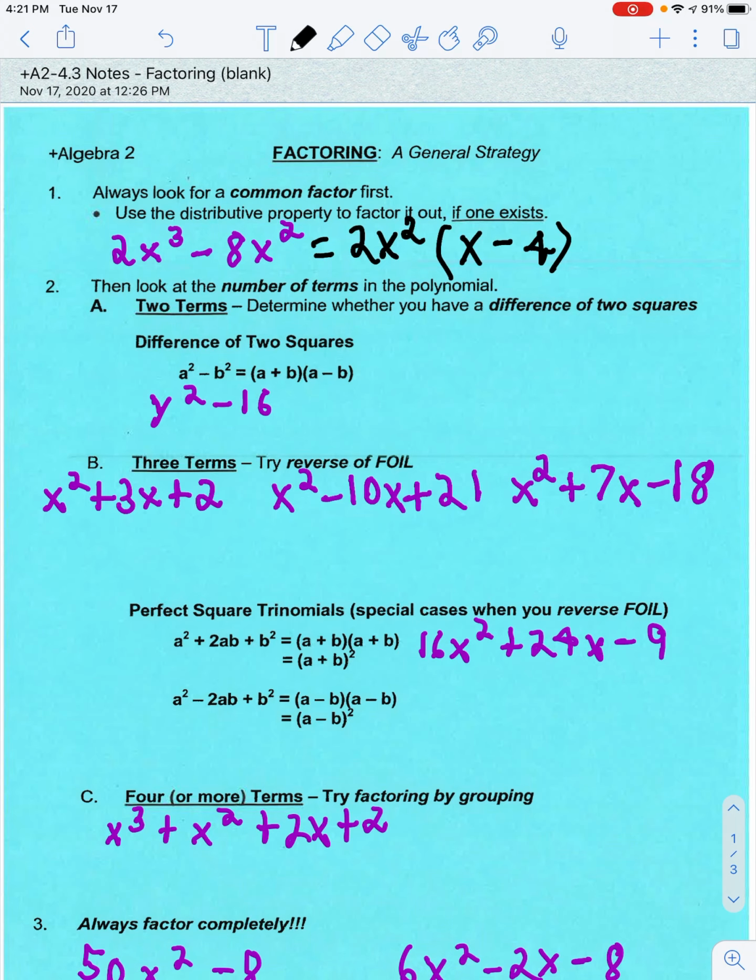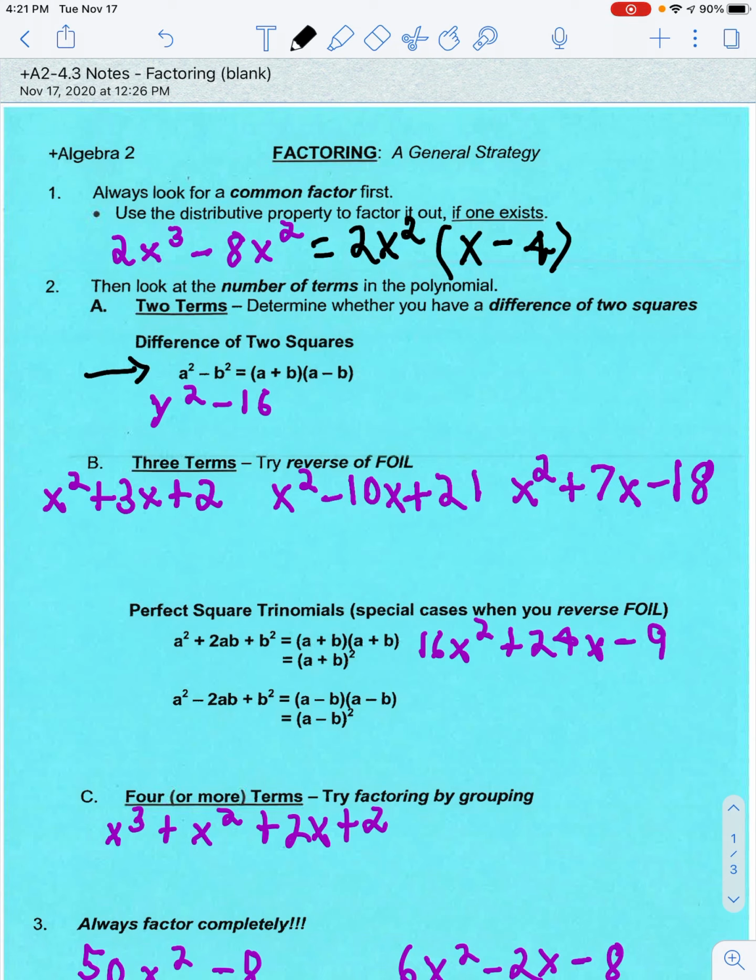Once you factor out the common factor, the next thing you should always look at is how many terms the expression has. And so I've outlined for 2 terms, 3 terms, and 4 or more terms. Let's start at 2a when we have 2 terms. Right now, you have one rule that you learned back in Algebra 1, which is called a difference of 2 squares. You can, in fact, see the rule here.